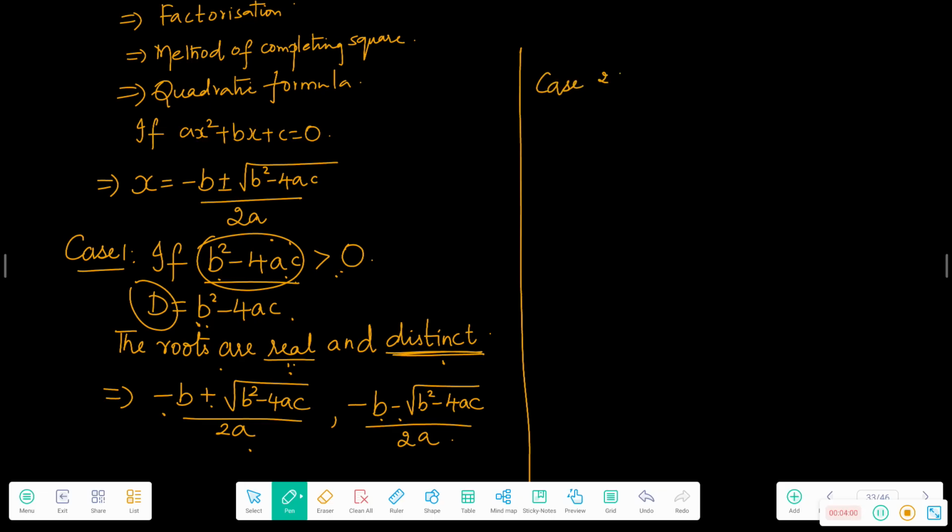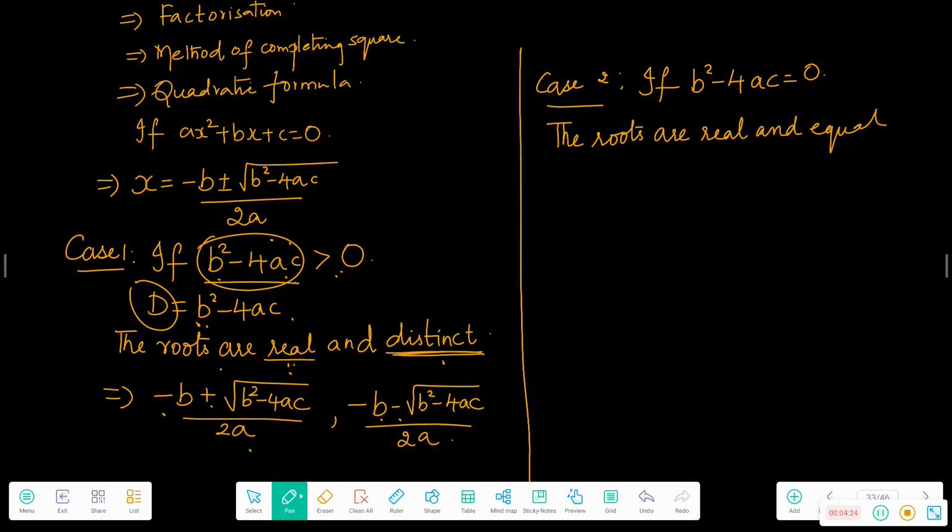Case 2. If b square minus 4ac is equal to 0, then the roots are real and equal. So we get equal roots. The values of the roots will be x is equal to minus b by 2a and x is equal to minus b by 2a. Now case 3.